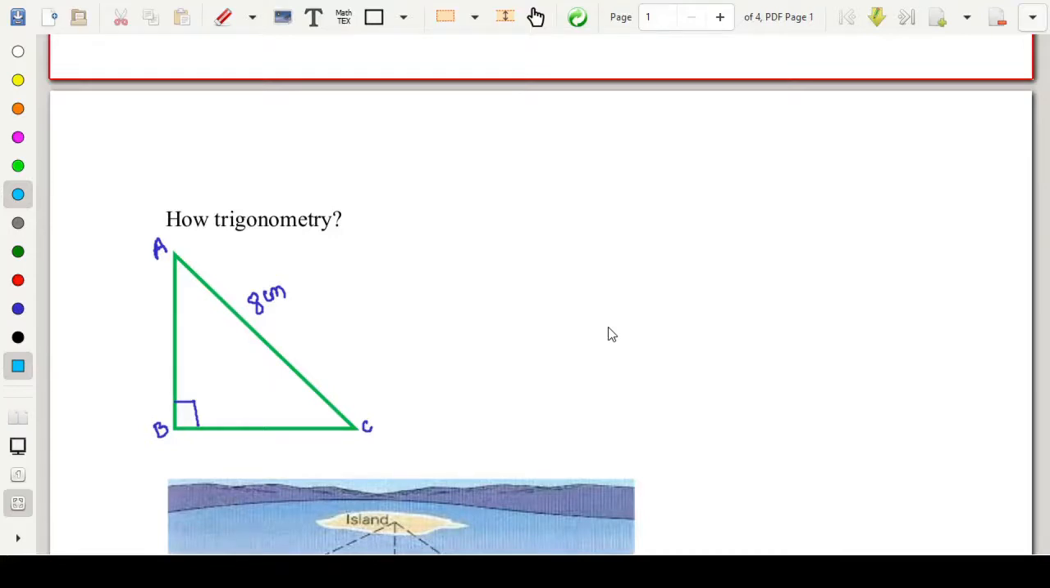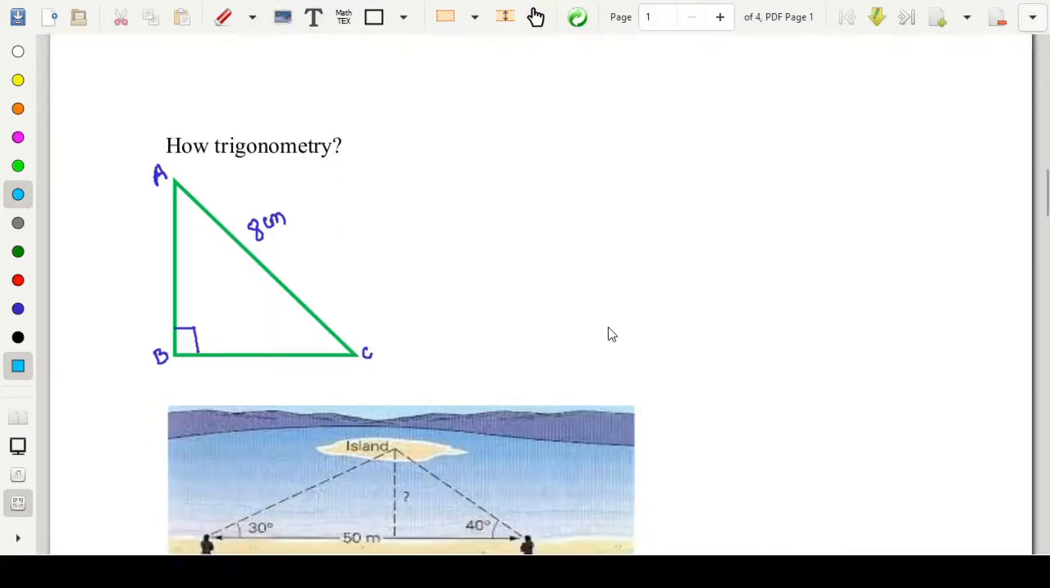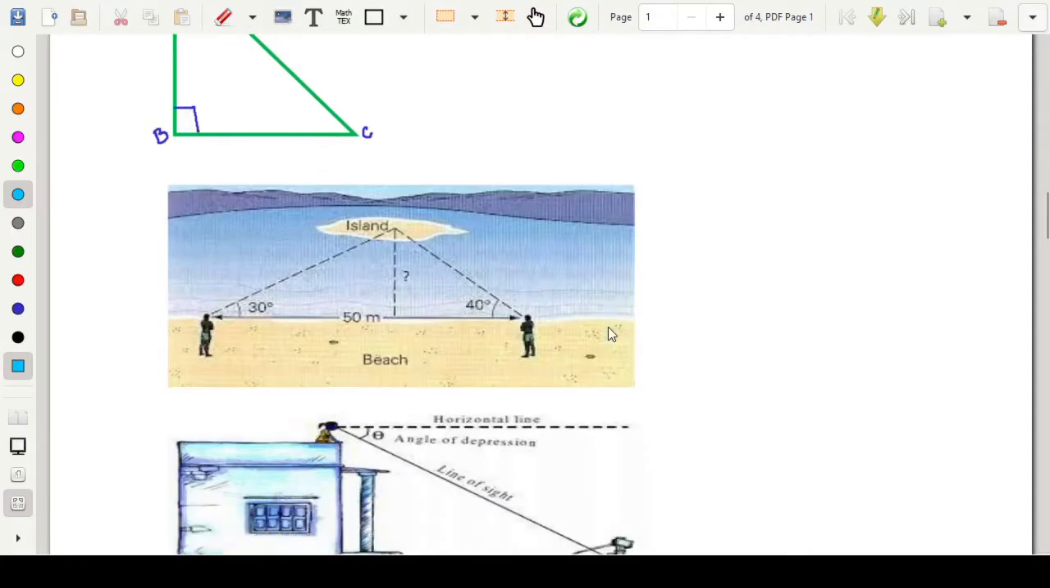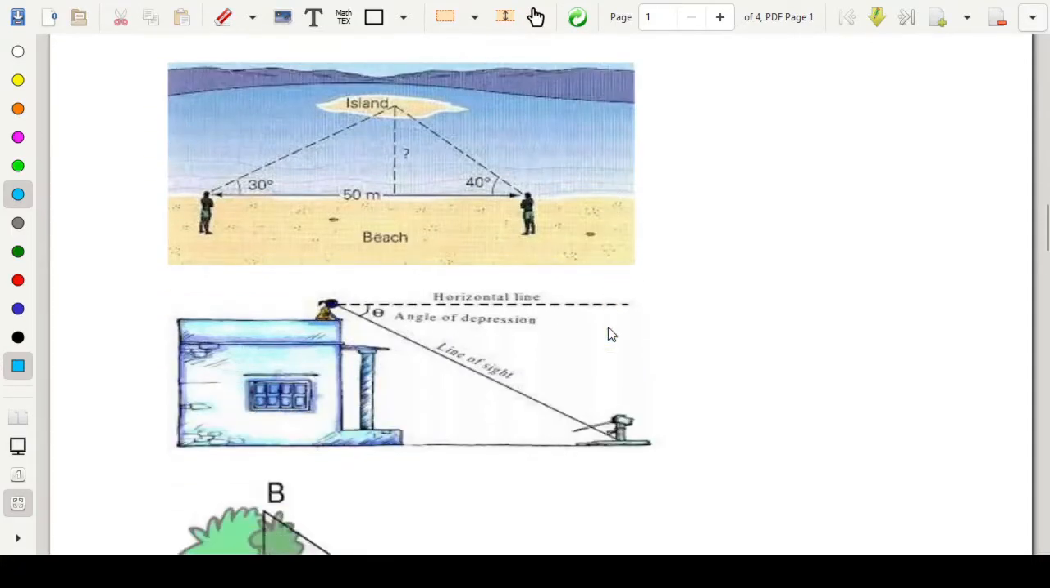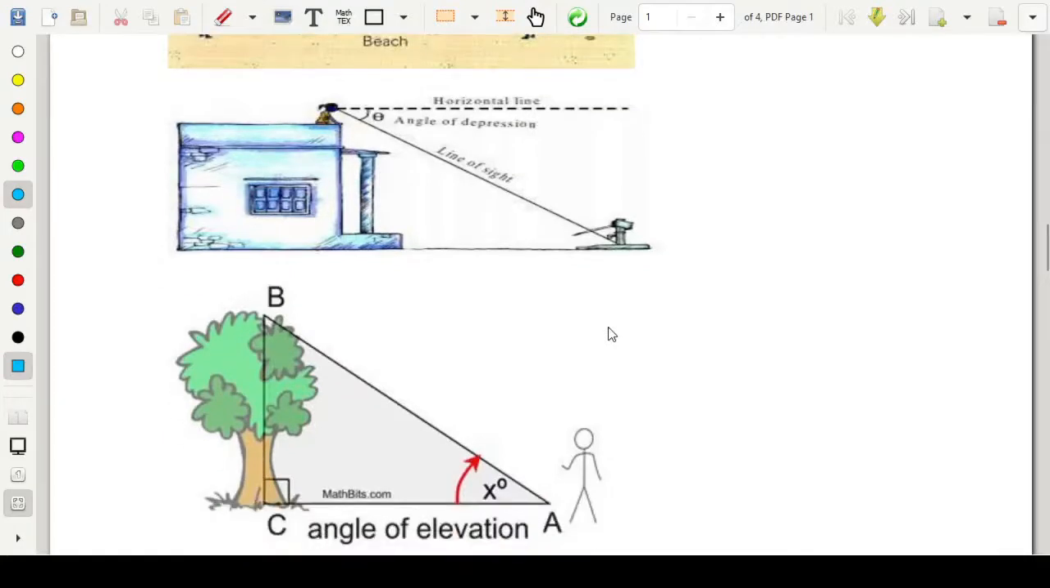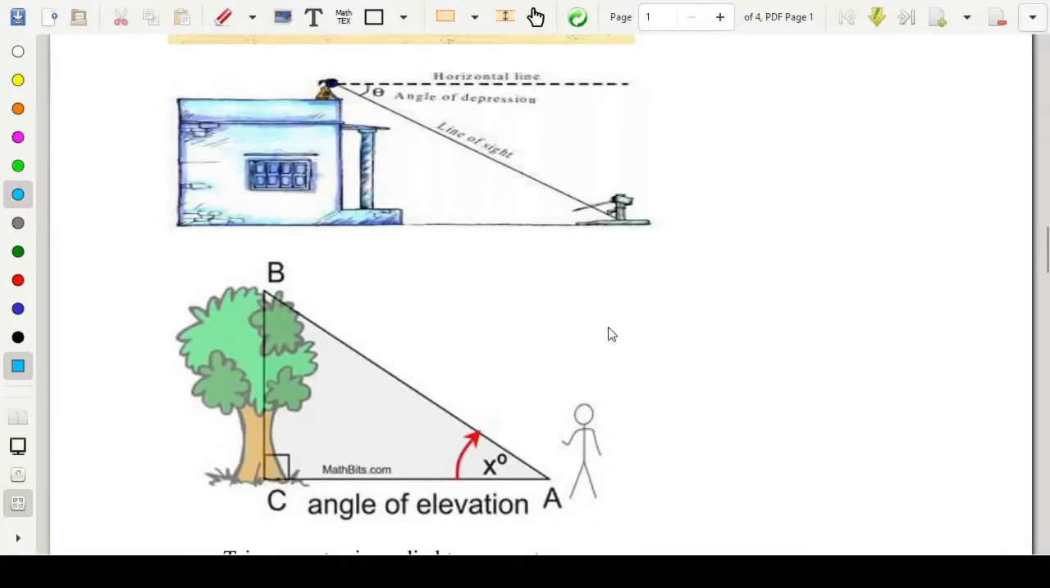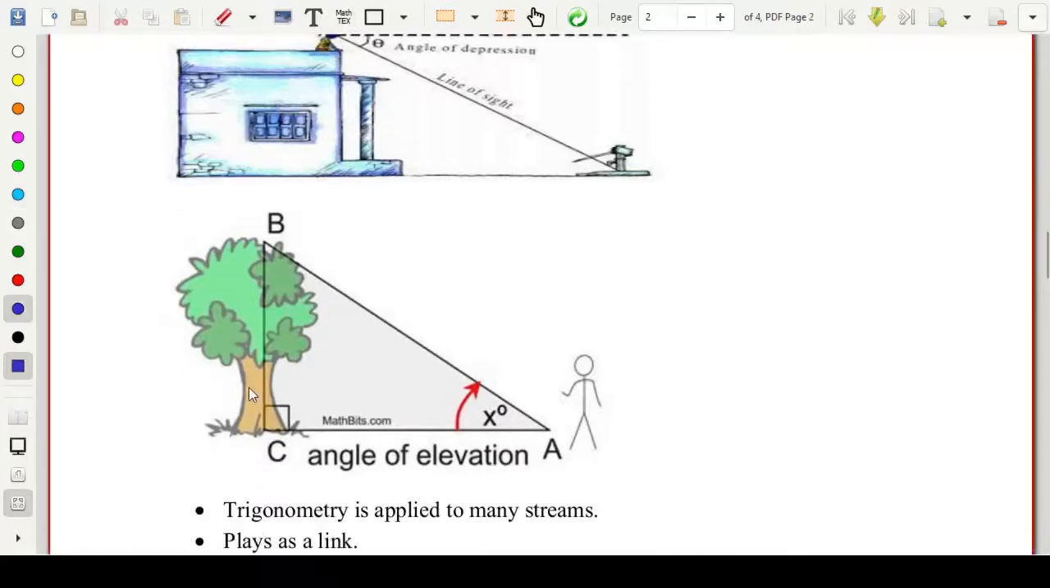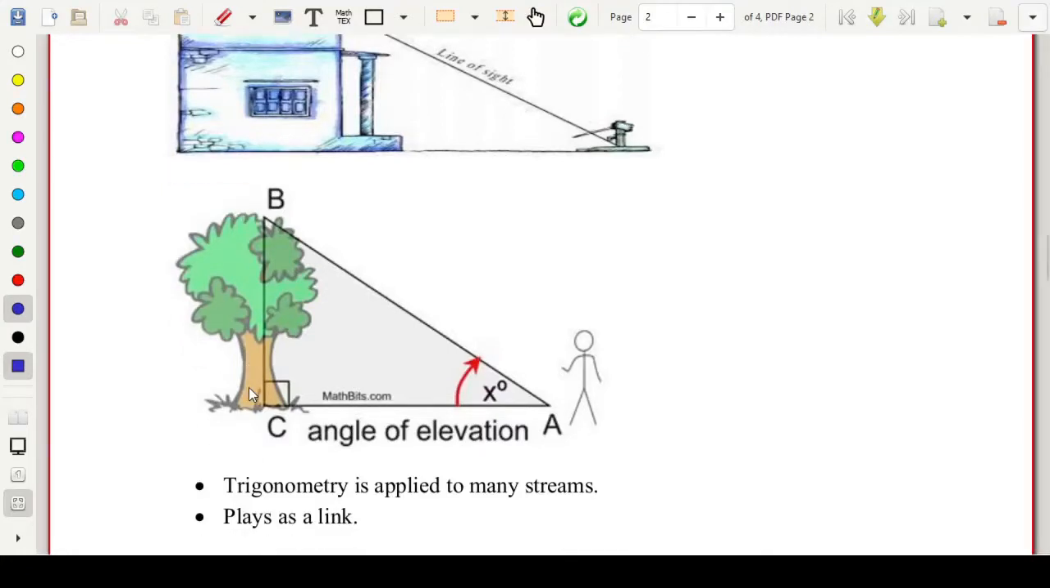Gradually it can be applied to tower, hill, river, tree, to know their height and width. Trigonometry is applied to many streams. For example, if we apply trigonometry in physics, it will become engineering. From higher mathematics to lower mathematics, it plays as a link.